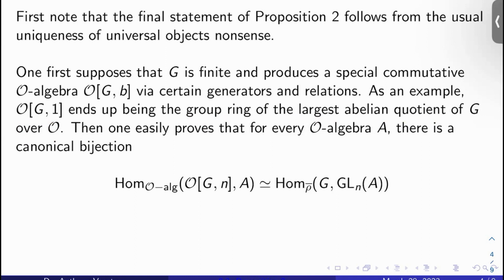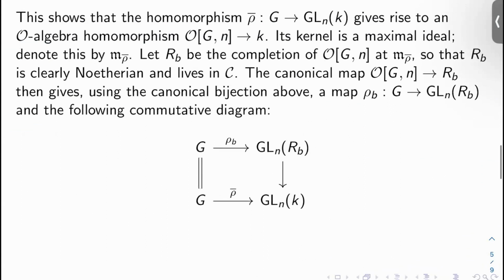One easily proves then that for every O algebra A, there's a canonical bijection from O algebra maps from O_G,N to A with rho bar maps from G to GL_N of A. Okay, so there's nothing super interesting going on here. Now, what this tells you is that the homomorphism you have, rho bar from G to GL_N of K, gives rise to an O algebra homomorphism from O_G,N to K. Its kernel is a maximal ideal. We'll call it M sub rho bar.